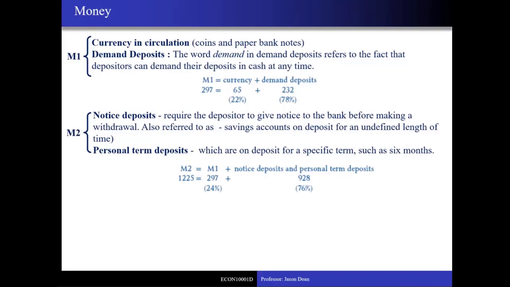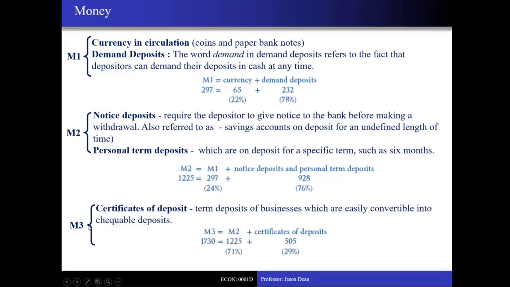And personal term deposits, these are deposits for a specific term, such as 6 months. So there's still a time element, but it's not like the notice deposits, where you have to give notice and then you get it. The time period is probably not too long. But a personal term deposit is a deposit where they're not going to let you touch it for a specified term, like 6 months, and then you get your money back.